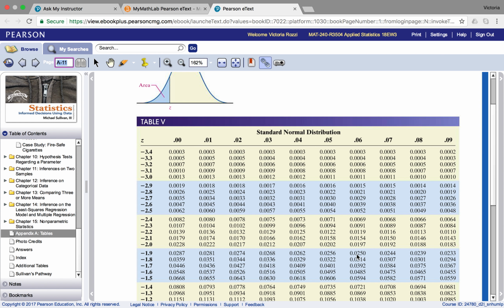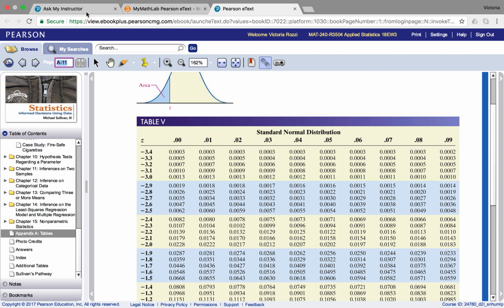So what that means is that this little tiny area over here, 0.0250 or 2.5%, corresponds to a z-score. Follow it across, -1.9. Follow it up, 0.06. So -1.96. And I would always use the positive version of that, positive 1.96. Now, again, that was kind of annoying having to look through this whole entire table.